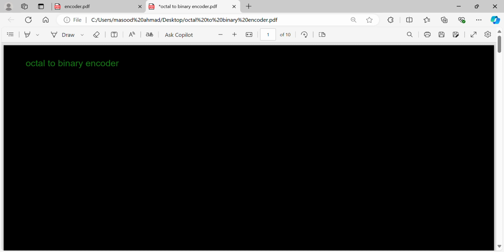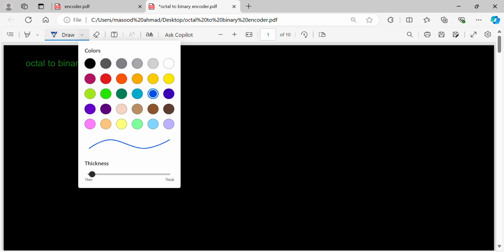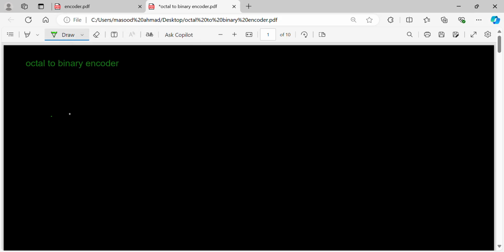My dear students, now we are going to look at an octal to binary encoder. So we know what an encoder is. In the encoder, we have seen that there are 2 power n inputs and n outputs. There will be 2 power n inputs and n outputs.